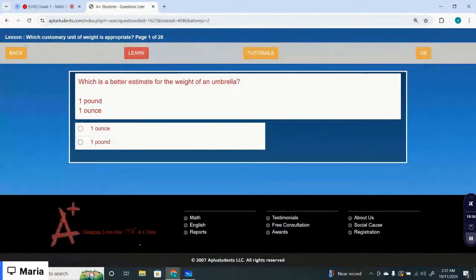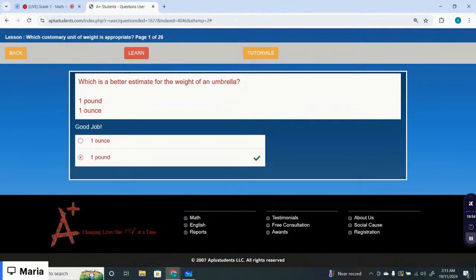learn the units of weight. Which is a better estimate for the weight of an umbrella? 1 pound, 1 ounce. So which is the correct option? 1 ounce is too light for the weight of an umbrella, right? So it must be 1 pound. The weight of the umbrella is 1 pound, not 1 ounce, right?